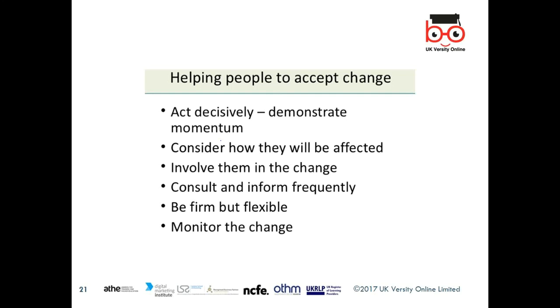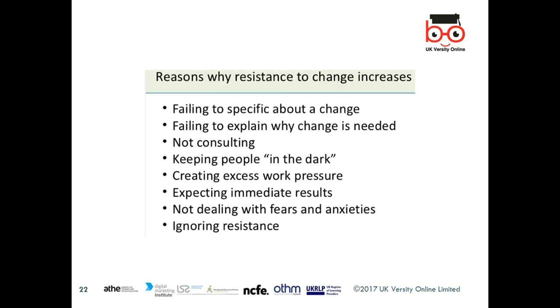We need to consider how they will be affected, involve them in the change, consult and inform frequently, be firm but flexible, and monitor the change. Okay, reasons why people don't want to change: failing to specify the change, failing to explain, not consulting, keeping people in the dark. That's the big problem. Organizations keep things with top-level management until the last minute. They're not taking the low-level staff on board.